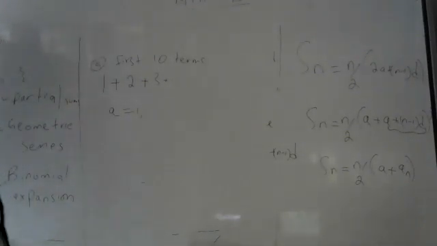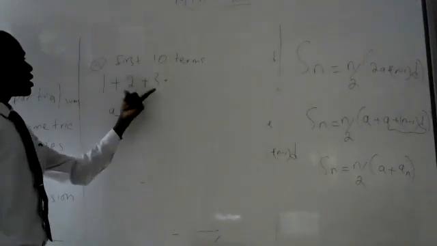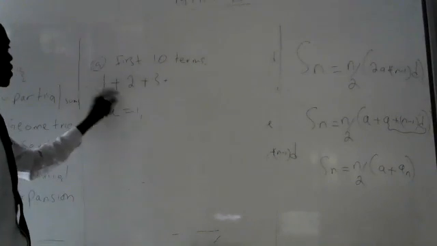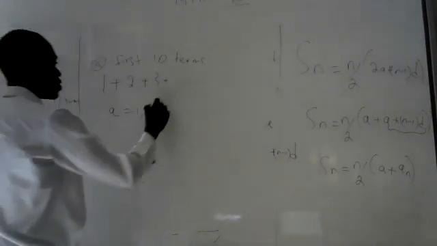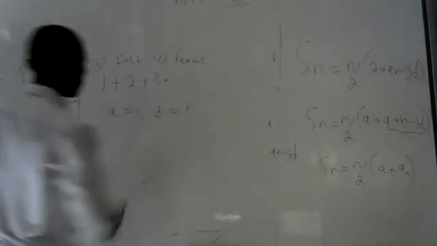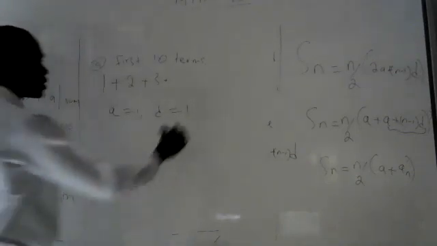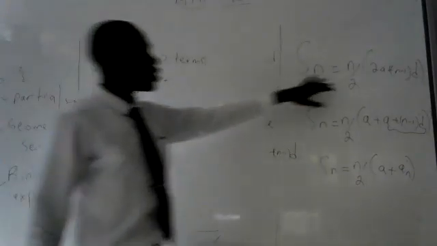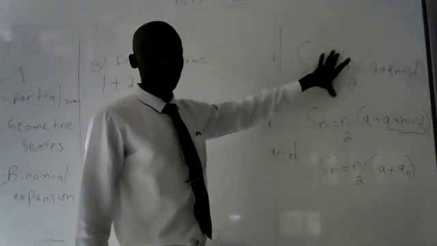d is the common difference. So for each 2 consecutive terms, find the difference. That is the common difference. 2 minus 1 is 1, 3 minus 2 is 1. So d is 1. We are interested in 10 terms. That means n is 10. We have all the terms that we need in the formula for us to be able to find the sum of terms in this sequence.